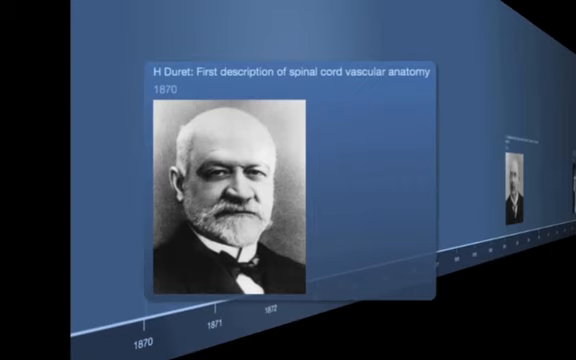Now, that understanding of the anatomy of the spinal cord has a long trajectory in history, and it is important that we remember those that were here before us that contributed significantly to understand what we know today of the spinal cord and its vessels. Henry Duret was the first one who described the anatomy of the vessels of the spinal cord, and he is, of course, more known for his work in traumatic brain injuries and elevated intracranial pressure.